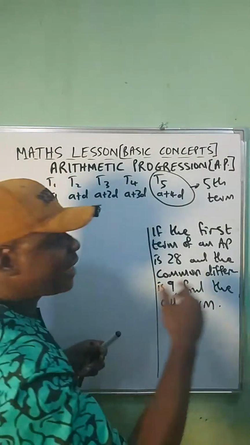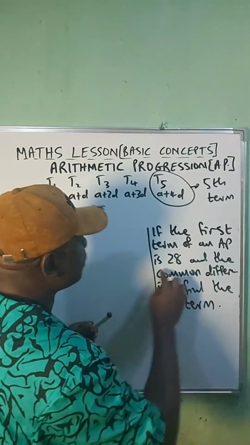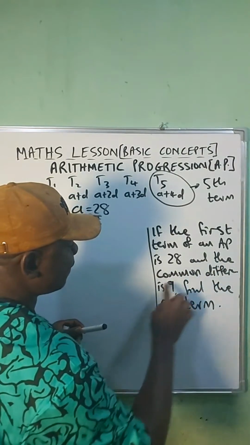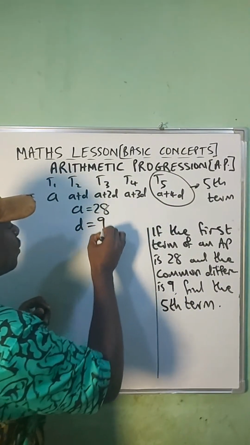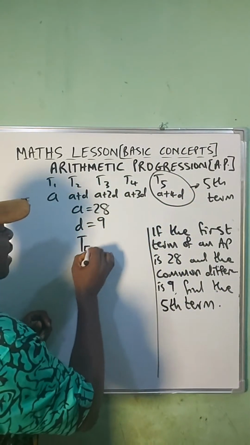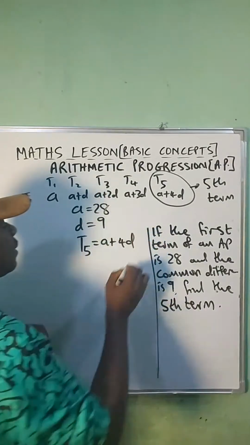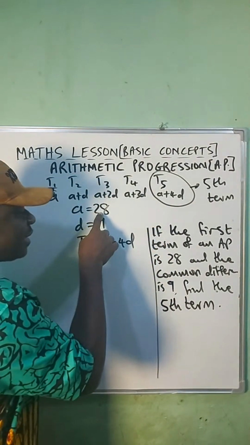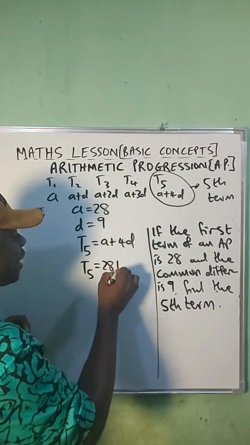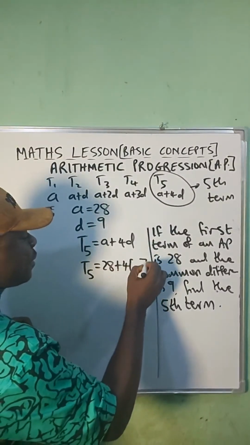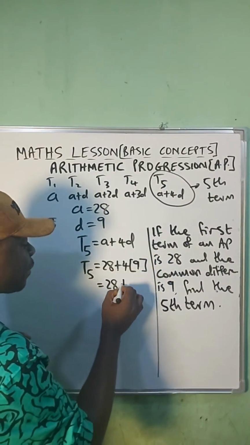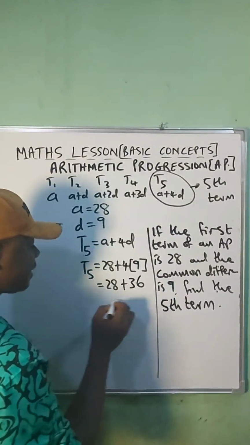In that case, let's look at it together. If the first term of an AP is 28, that means our A is 28. And the common difference is 9, that means D is equal to 9. They say find the fifth term. The fifth term is this one. So T5 will be equal to A plus 4D. Wherever I see A, I'll substitute 28. If I see D, I'll substitute 9. So T5 equals 28 plus 4 times D. D is 9, so this gives us 28 plus 4 times 9, which is 36.